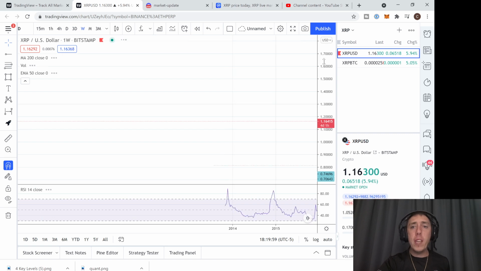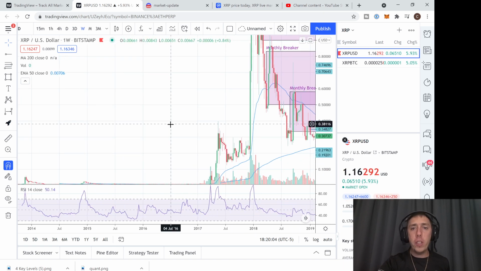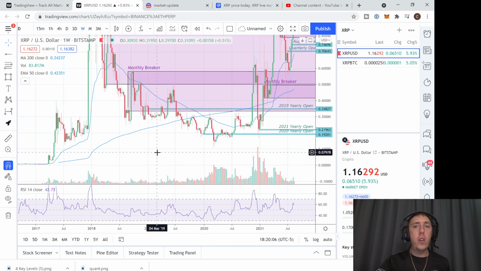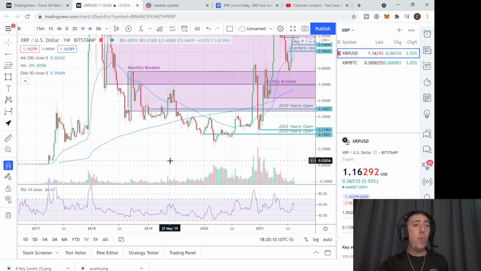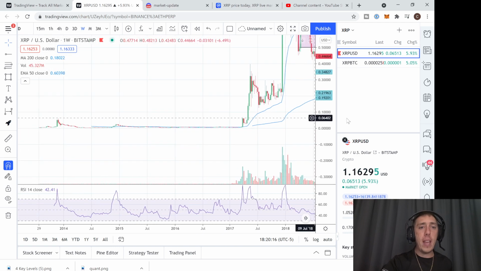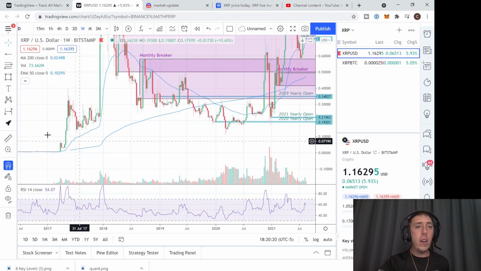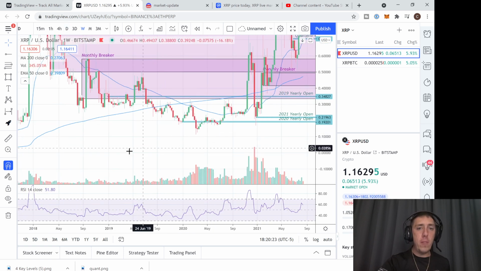Now, one thing we want to take notice of, we're back on the weekly chart, is that you always want to understand where our major moving averages are, okay? And the only one that I care about is going to be the 200 moving average. So right now I'm on the weekly chart, and I want to take notice of where the weekly 200 moving average is.